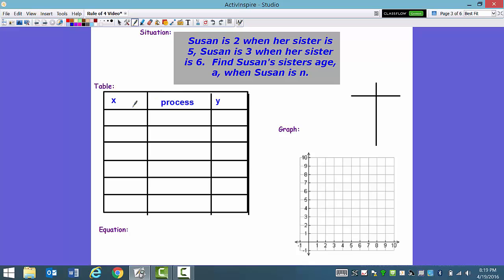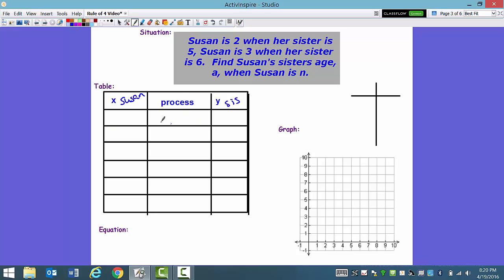So let's determine the independent. What do you have to know? Do you have to know Susan's age, or do you have to know her sister's age? Hopefully you said you have to know Susan's age. So Susan would be the independent, the X, and her sister is Y, the dependent.